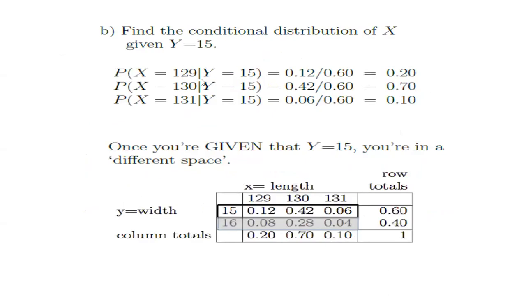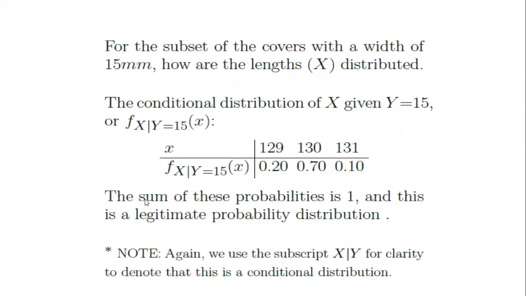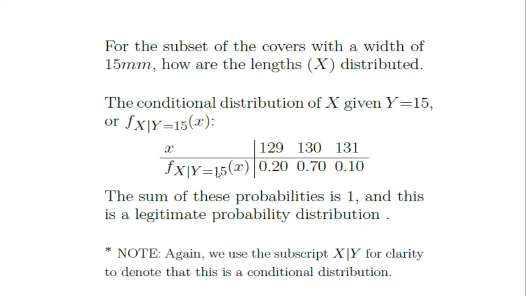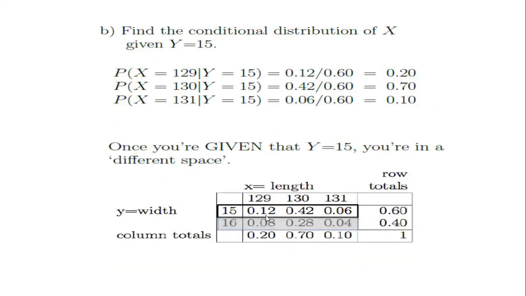Okay. Similarly, you can calculate these conditional probabilities for 129, 130, 131. So it's 0.12 divided by this, divided by this, and the same for the rest. Once you are given Y equals 15, you are in a different space altogether. Now, if I'm taking the conditional with respect to Y equals 15 for all three, we get 0.2, 0.7, 0.1. So all the conditionals for a particular condition should sum up to one.